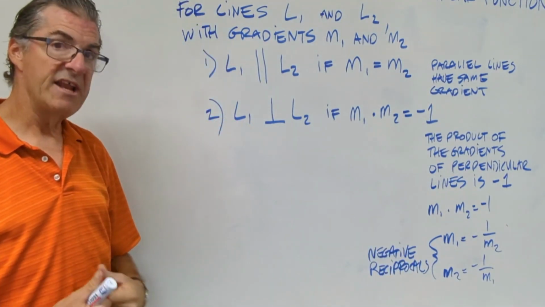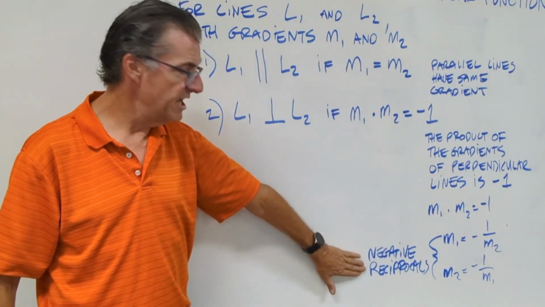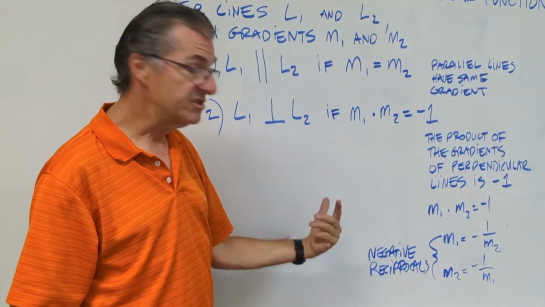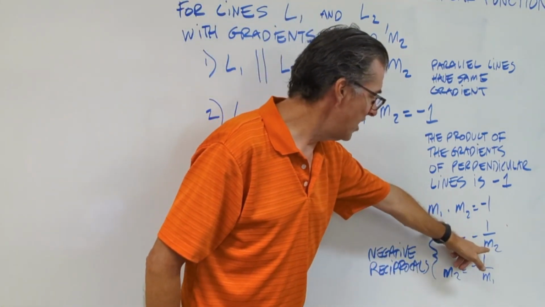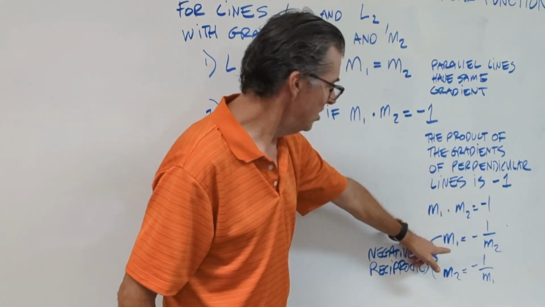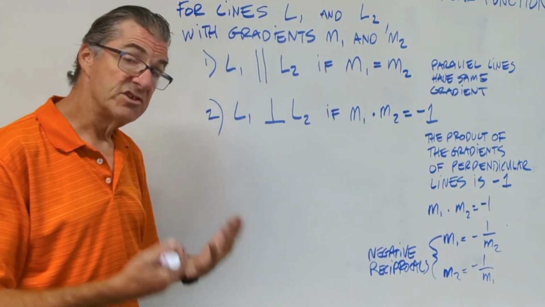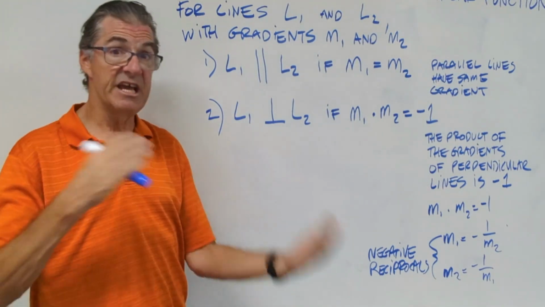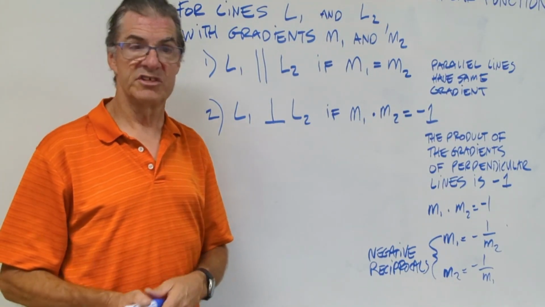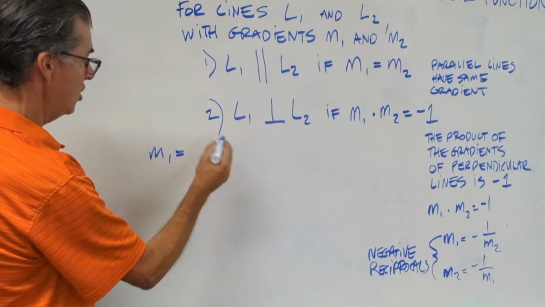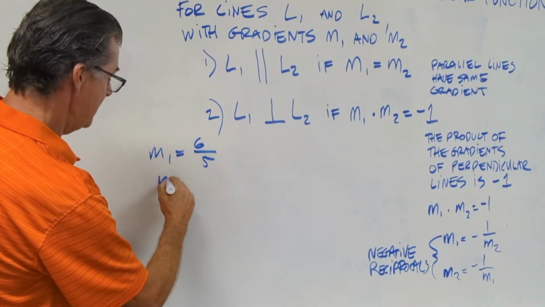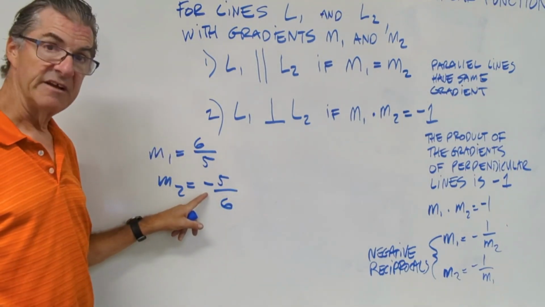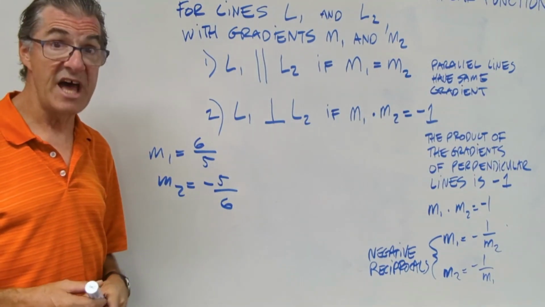Now, there's an interesting way to look at that, and that's this idea of the negative reciprocal. I took this equation, rearranged it and solved it for M1, and I get M1 equals -1 over M2. This is the negative reciprocal of this one. So another way to talk about the way the gradients of perpendicular lines relate is they are each the negative reciprocal of each other. If M1 has a slope of 6 over 5, then M2 is going to be -5 over 6. I flipped the fraction and made it negative. So that's for perpendicular lines, and we'll use that trick quite a lot.